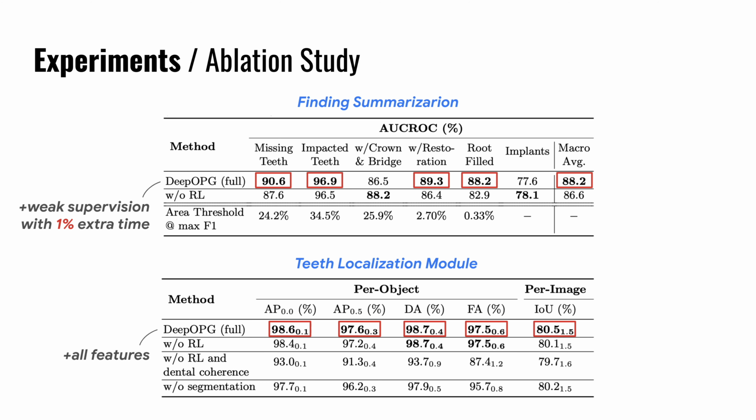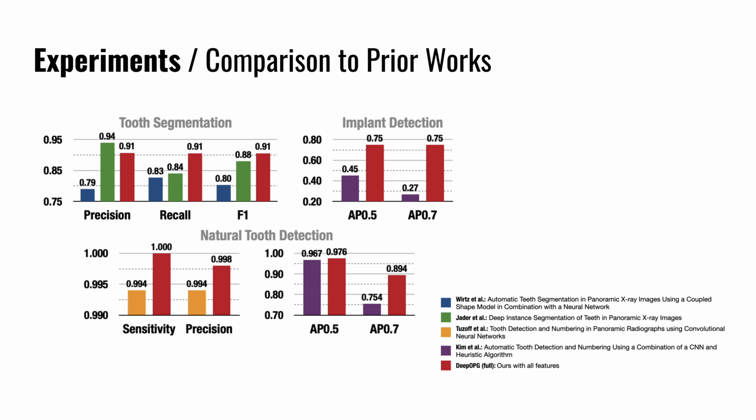Ultimately, it is imperative that we compare our results to prior works on different tasks. While the data is different from work to work, we make sure the evaluation metrics are identical and the data quantity is roughly similar. As you can see, in many clinical tasks such as tooth segmentation, natural tooth detection, or implant detection, we all reach satisfactory results in comparison with previous works.